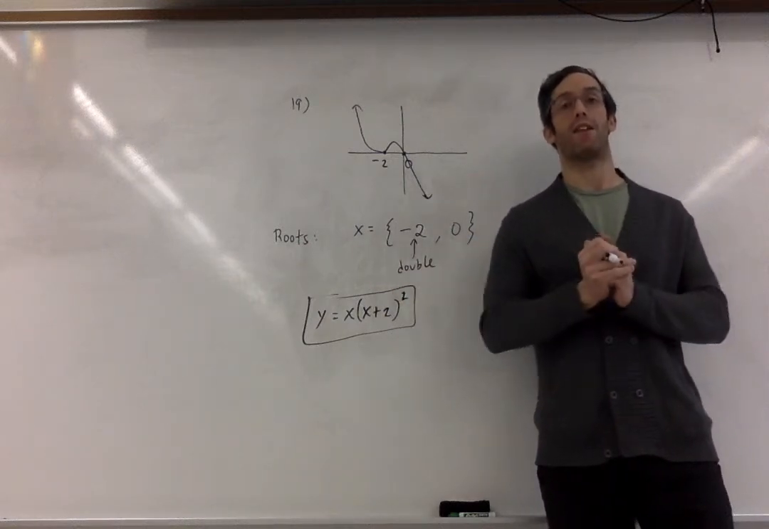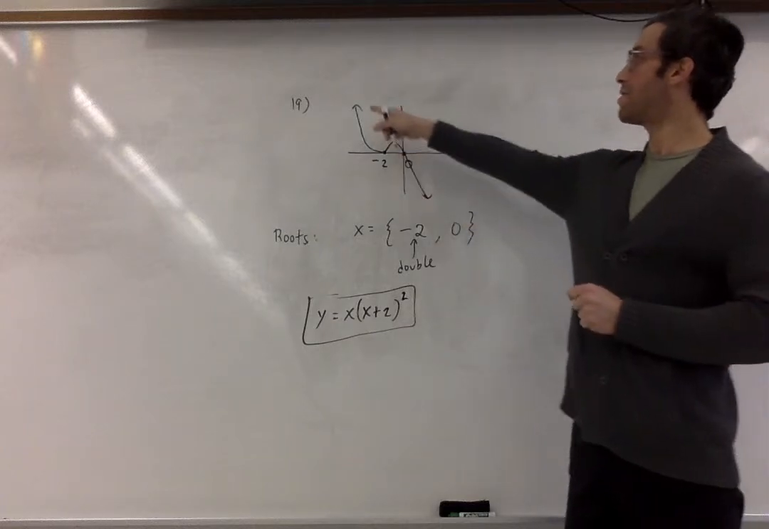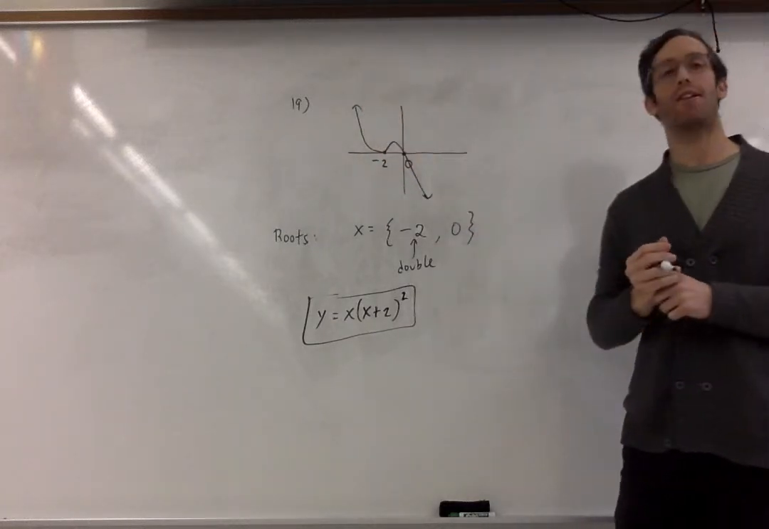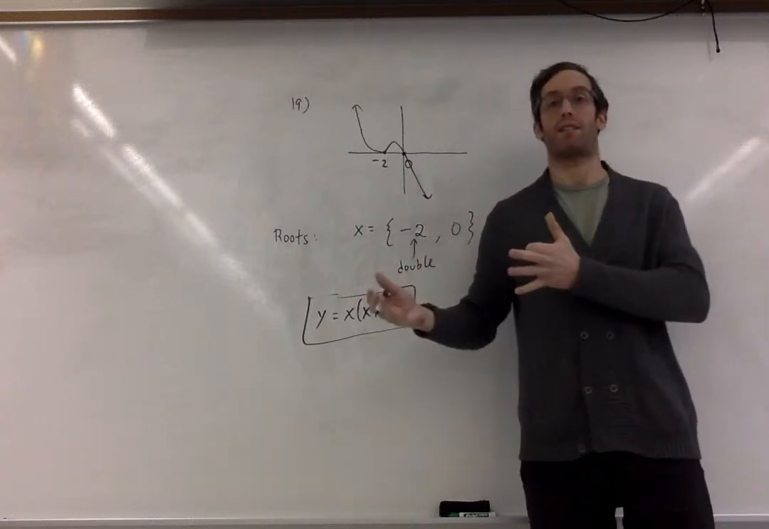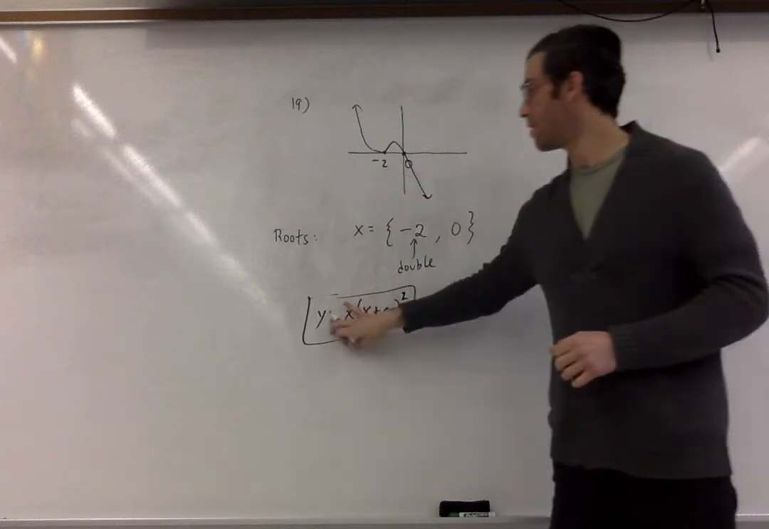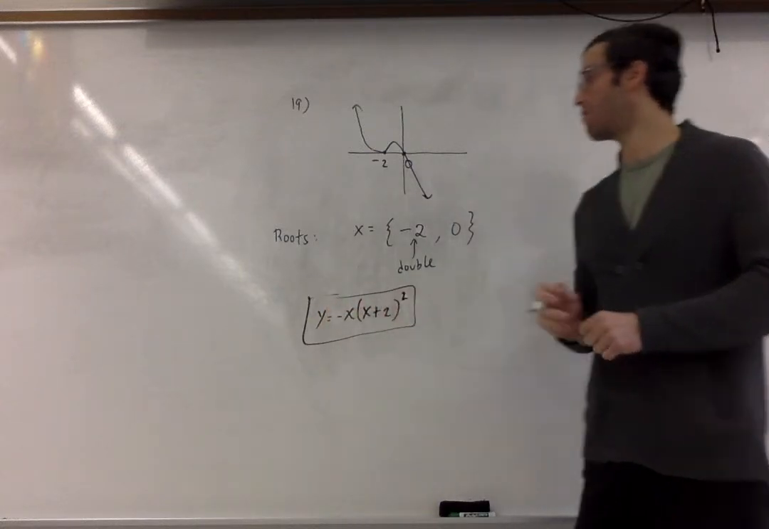And it's actually not the answer. I realized I made a mistake. This is a negative cubic, right? We go high to low, all right? High to low, like y equals -x, right? That's also a negative odd function. It goes high to low. So it's going to be a negative in front. I realized that immediately.